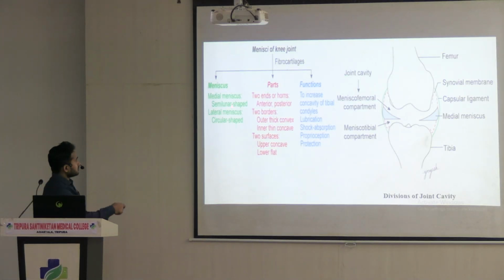Now if you see the meniscus, so two menisci are there, medial meniscus and lateral meniscus. If you see the medial meniscus, what is the shape? Semilunar shaped, and lateral meniscus it is circular shaped. तो दोनों का शेप भी अलग अलग है, it's not same.